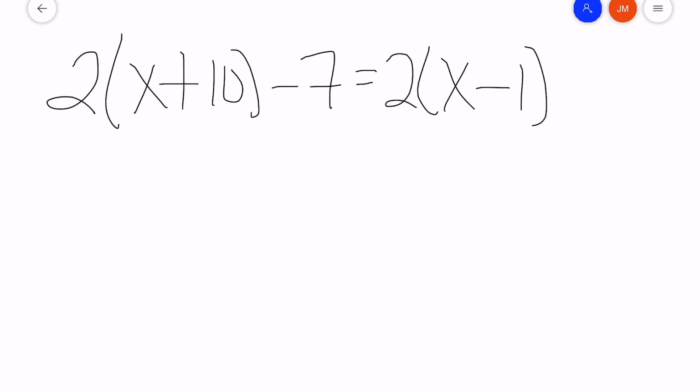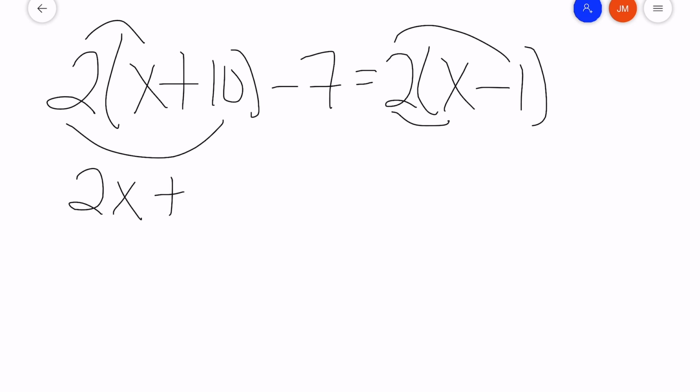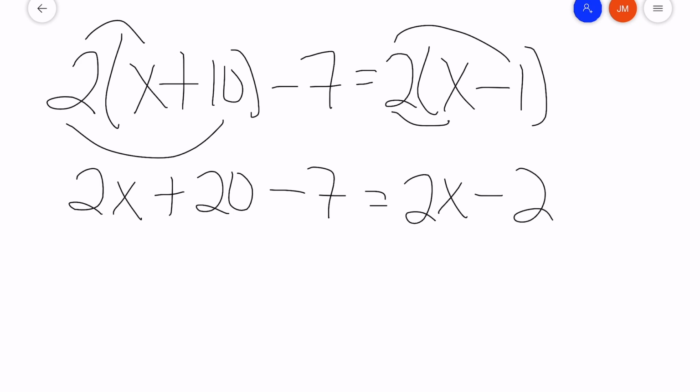Okay, moving on to our final example. We're going to simplify each side and use the distributive property here and here. So this comes out to 2x plus 20 minus 7 equals 2x minus 2. Then we can simplify further and combine like terms, and we're left with 2x plus 20 minus 7 is 13, equals 2x minus 2.